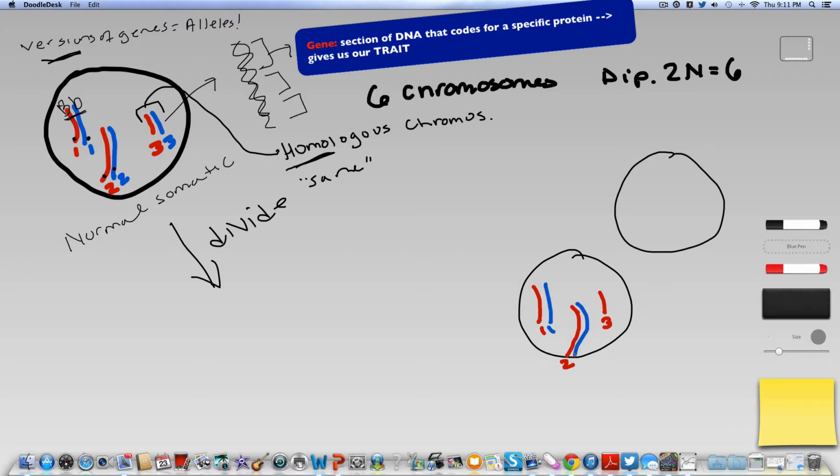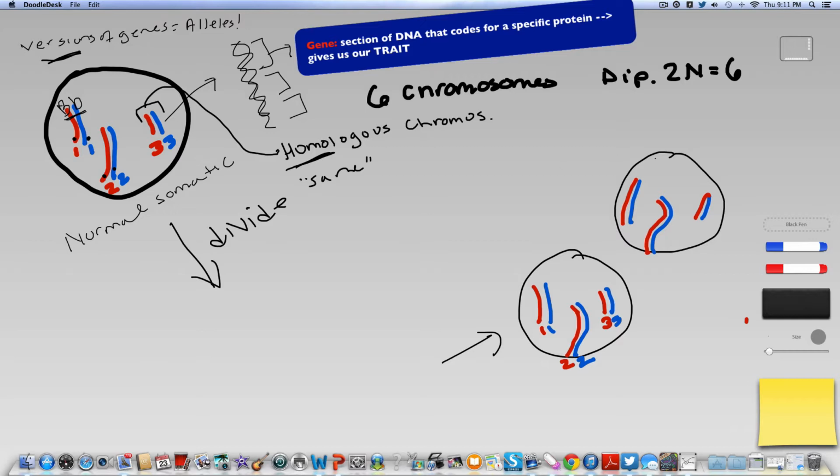We want to get a 1 from mom, a 2 from dad, and a 3 from dad. So we want to get these cells to look exactly the same. And so there's going to have to be a way we do this. And in order to get these same exact numbers of chromosomes, we're missing an in-between step over here. So there's something that has to happen to get over here.